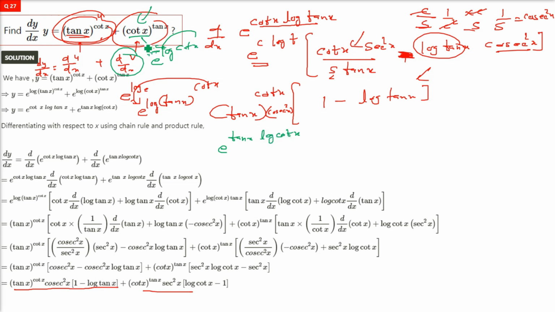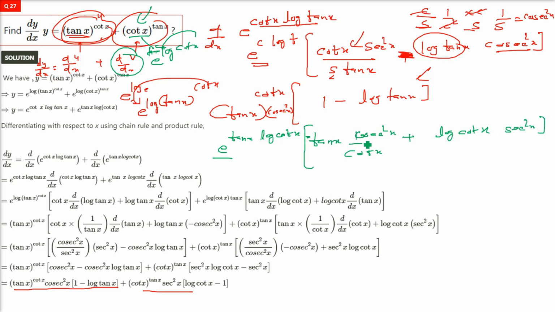Then we have to do the inside one. So let us do the inside one now. e to the power 10x log cot x, this same thing will come when we differentiate it. And then we have 10x times derivative of log cot x, which will be 1 by cot x, and the derivative of cot x is minus cosec square x. Now this log cot x we have to take outside. Differentiation of 10x will be sec square x.